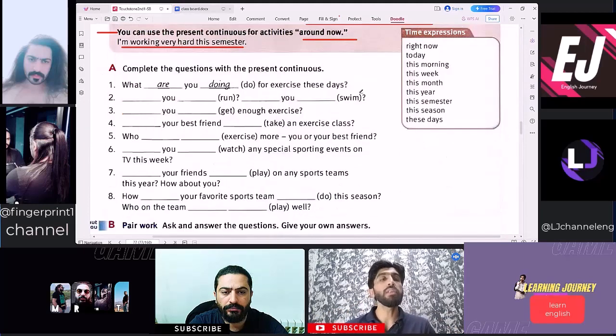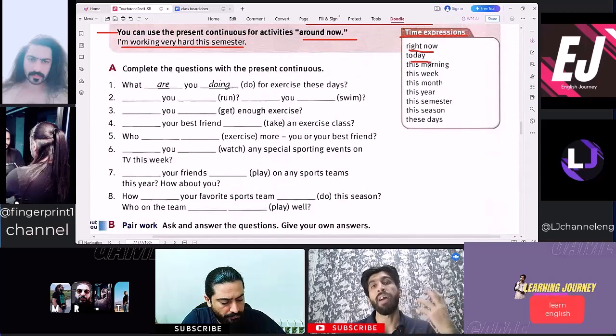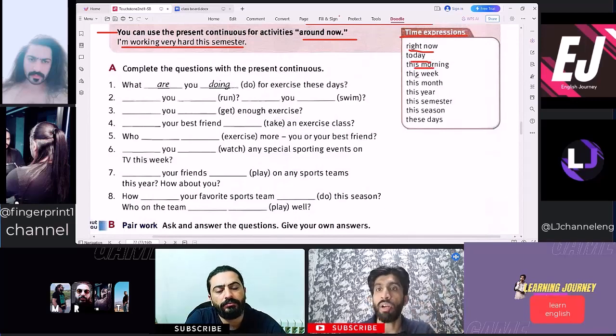Well, before we check the exercises, there's a box here, time expressions. We can use these time expressions to talk about the time of the sentences. For example, right now. I'm speaking English right now. Today: I'm exercising today, this morning, this week, this month, this year, this semester, this season, and these days. So these are the time expressions, and we can use them at the end of the sentence. Do you have any questions?